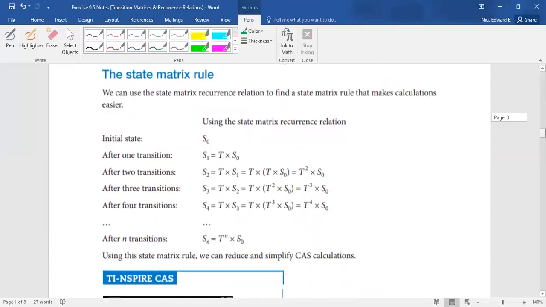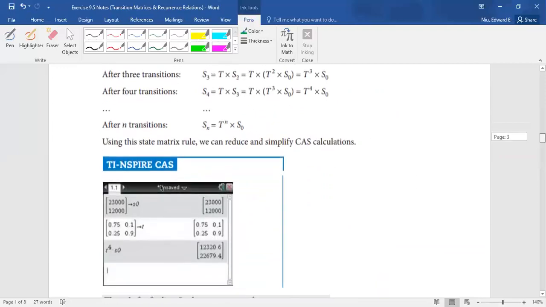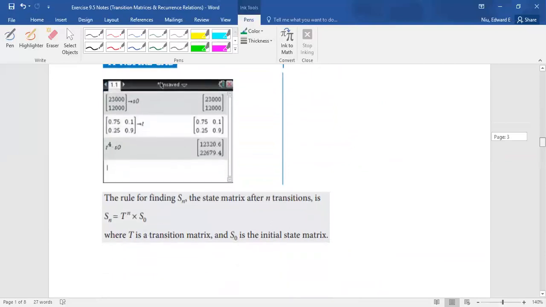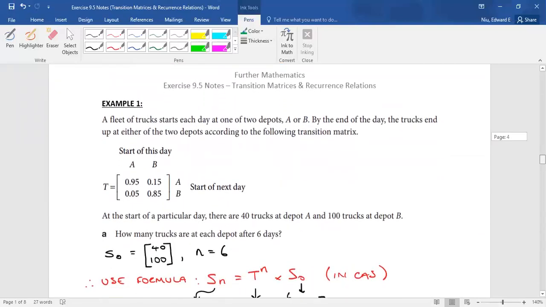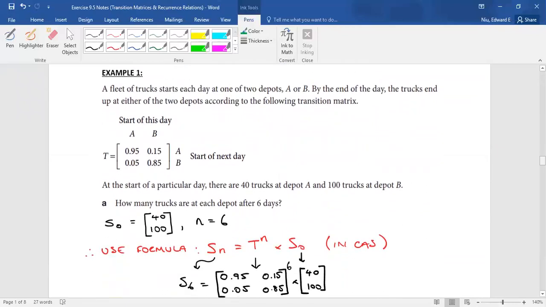Now, here's the state matrix rule, which just shows, remember recurrence relations back in chapter 7, when it went through all the generic stuff? This is what you did in the CAS, all right? So don't worry again too much about this, because we're going to cover all this in the example, and hopefully it's going to make sense. And then you can go back and be like, oh, so that's what the formula meant.